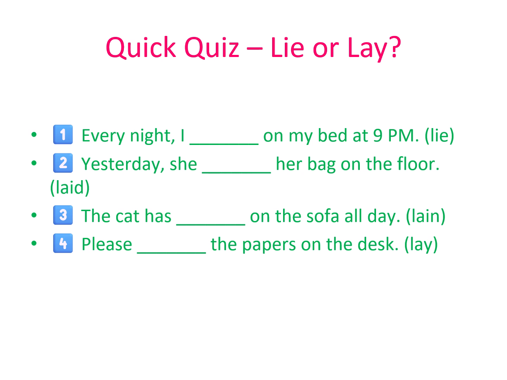Question 4. Please blank the papers on the desk. You're placing papers, an object. So, the right word is lay. Great job if you got them right. If not, no worries, just review the tips again. Coming up next, a summary of what we've learned today.